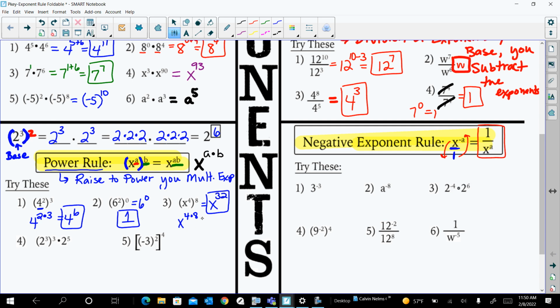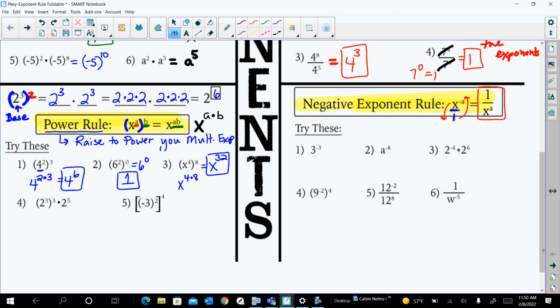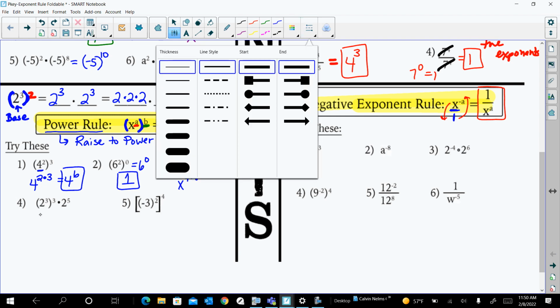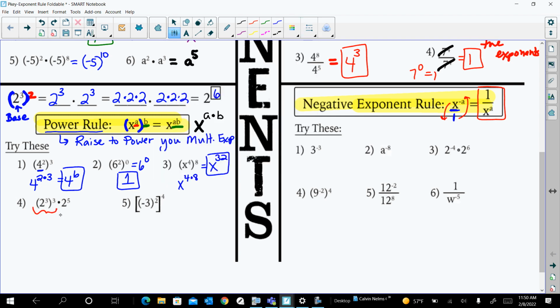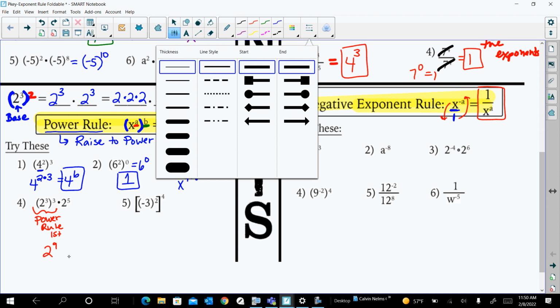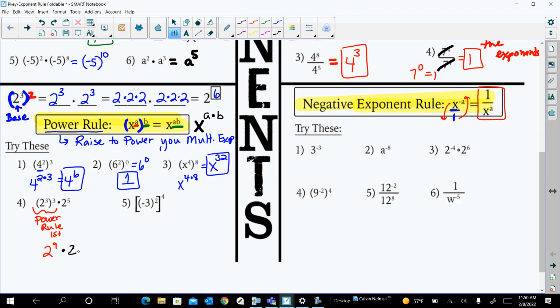All right, I need you to write these notes. This is a little different. This one right here, because we have parentheses here, we need to do the power rule first. So power rule first. That changes this to 2 to the 9th power. Okay? Then we're just going to multiply it to 2 to the 5th. Sorry. So it's power rule times product.